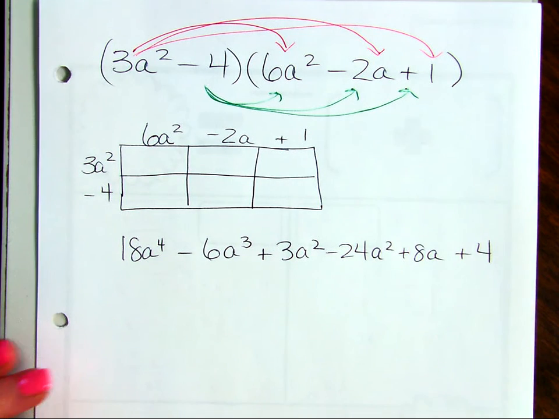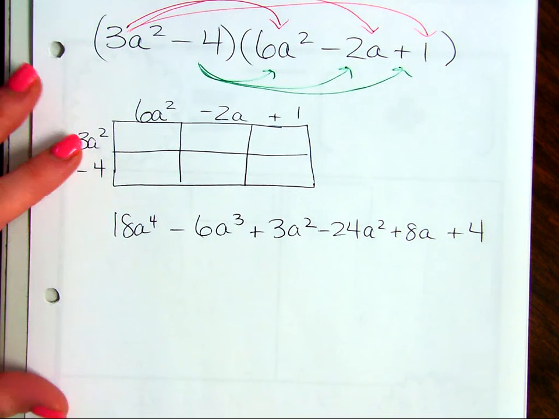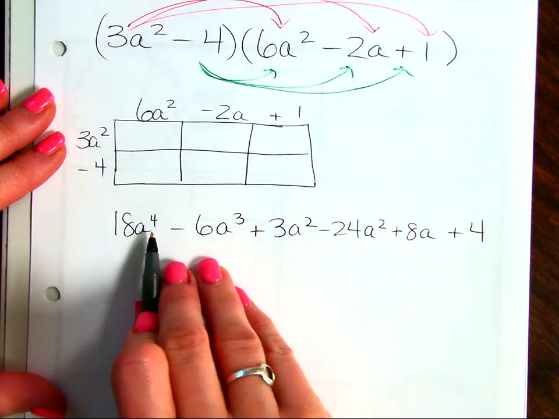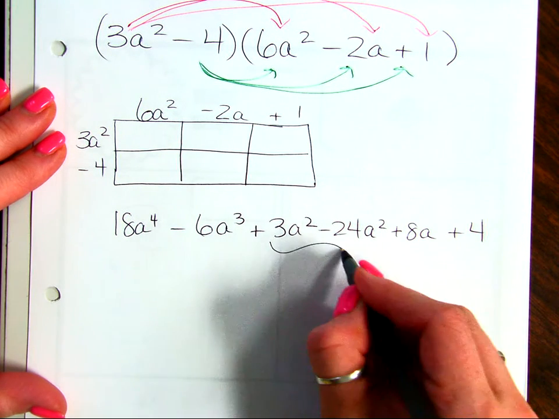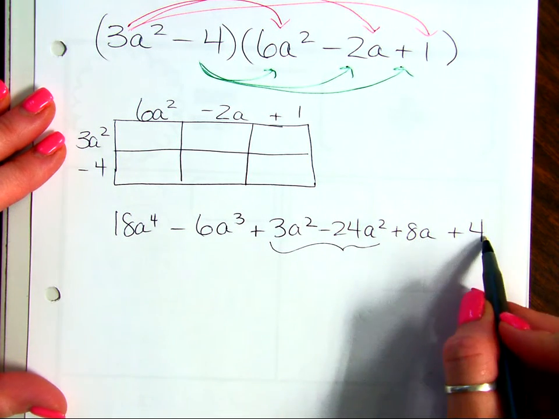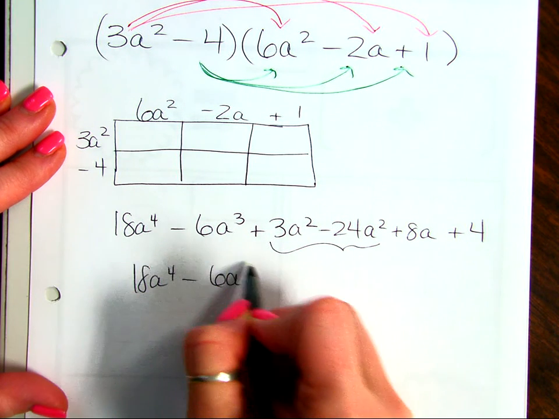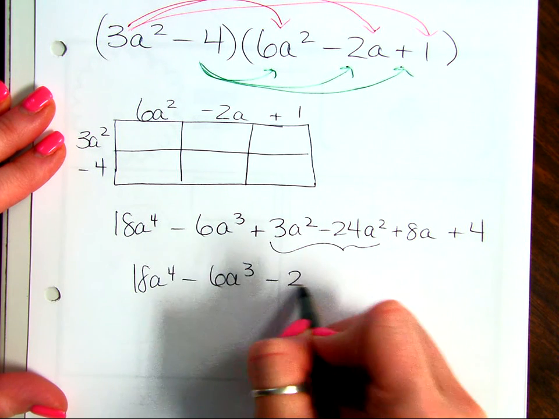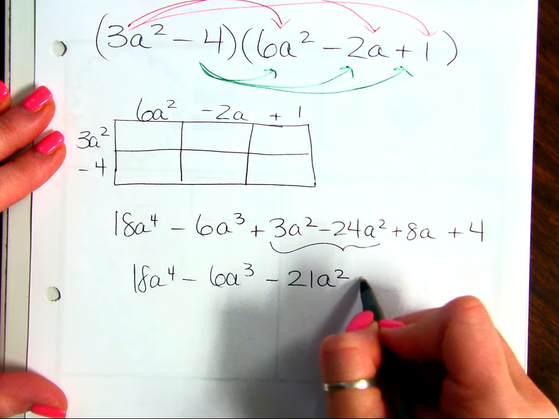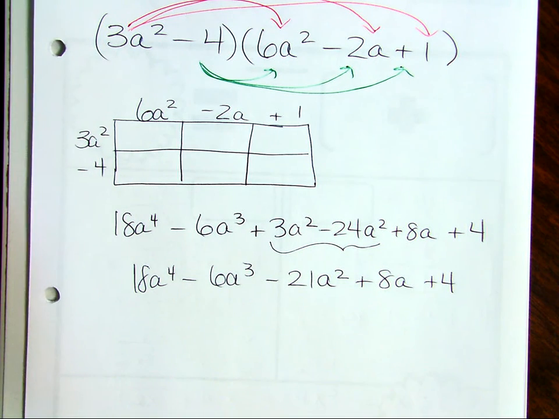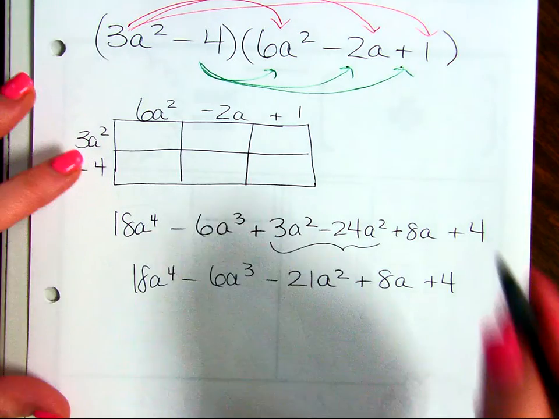It looks like a lot, but now I just have to go back and see if I have any like terms. 4, 3, 2, 1, constant. 18a to the 4th minus 6a to the 3rd minus 21a to the 2nd plus 8a plus 4. What's that? Yep, sorry, thank you. Minus.